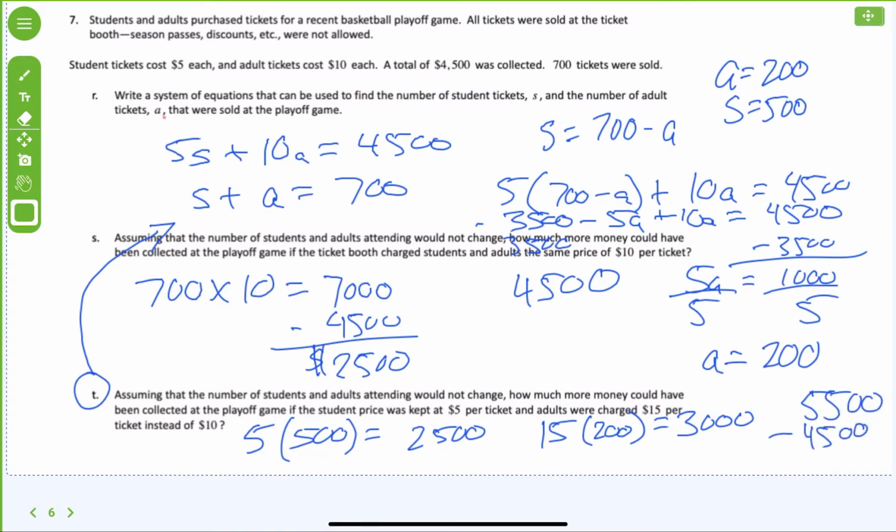And if you subtract the 4,500, that's going to give us the difference of $1,000. That would make $1,000 more if they were to charge $5 more for the adults. And we know that because 5 times 200 is going to be 1,000. So instead of it being 10, we just multiplied the 5 times 200. That would give you the 1,000.